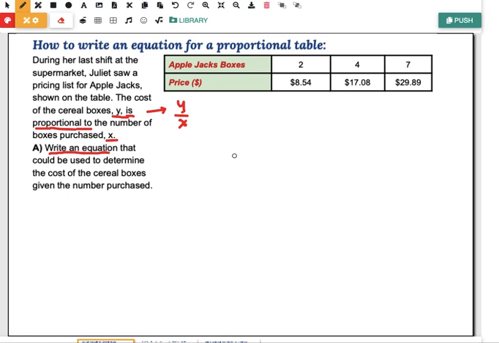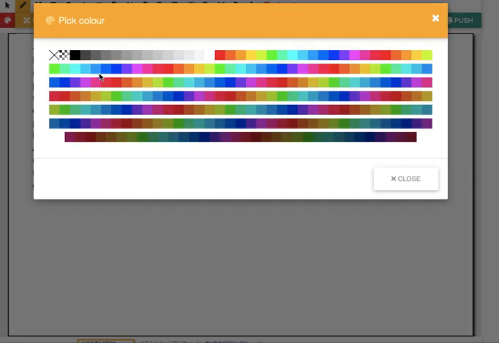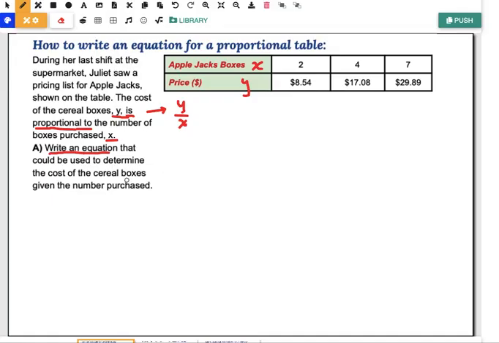It already tells us that the cost is Y. So when I look at my table here, I like to write a little Y right here so I remember that that's what it is, and X over here, so as I'm calculating, I don't get them mixed up. Next, I'm definitely going to need the constant of proportionality, or the unit cost. This is also called K for us.